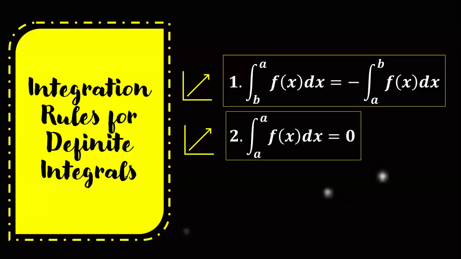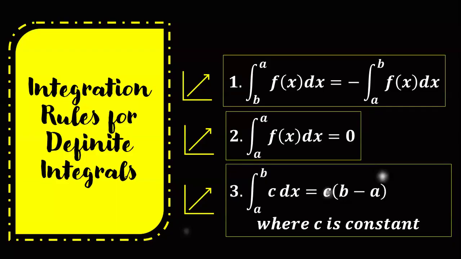For number 2, the integral from a to a of f of x dx is always 0. For as long as they are the same, like say for example, the integral from -2 to 2, whatever the function is, the answer will always be 0. Number 3, you still have b minus a. This is the Riemann or the fundamental theorem of calculus. The c value.